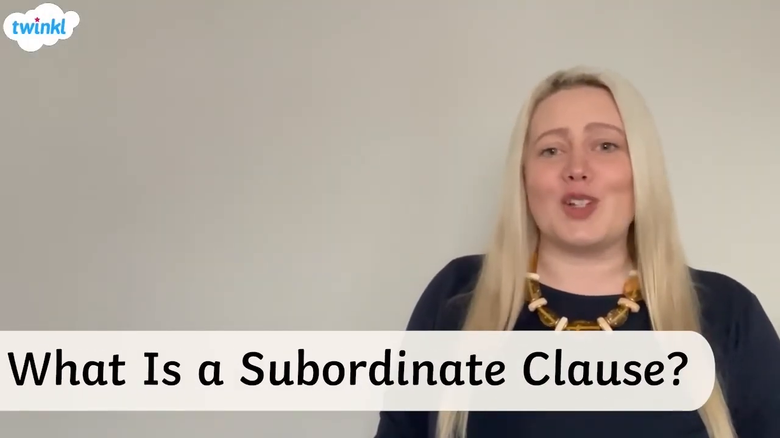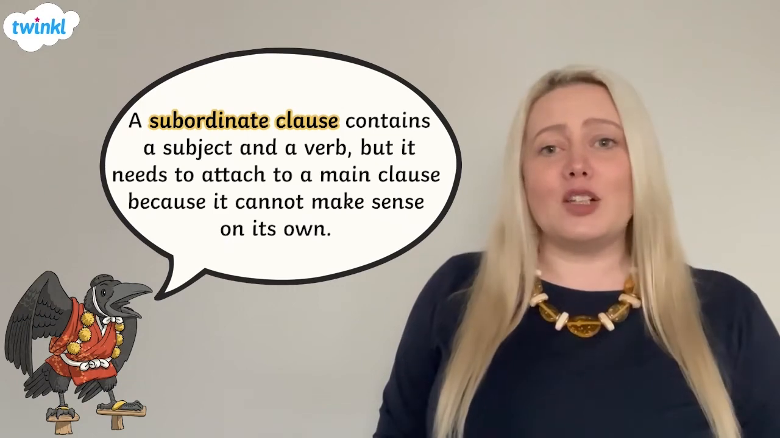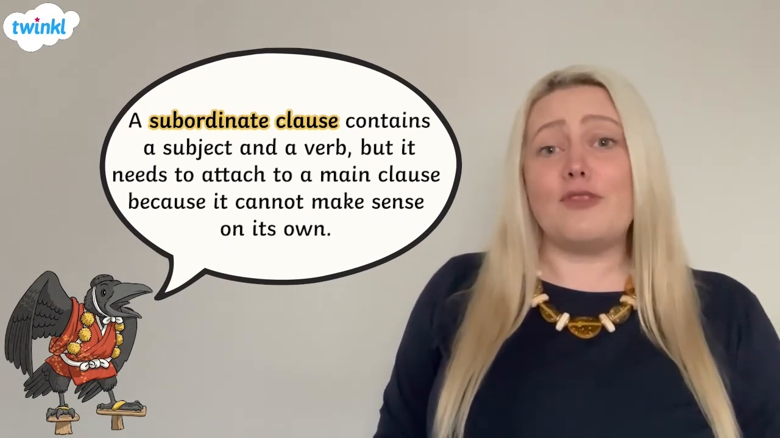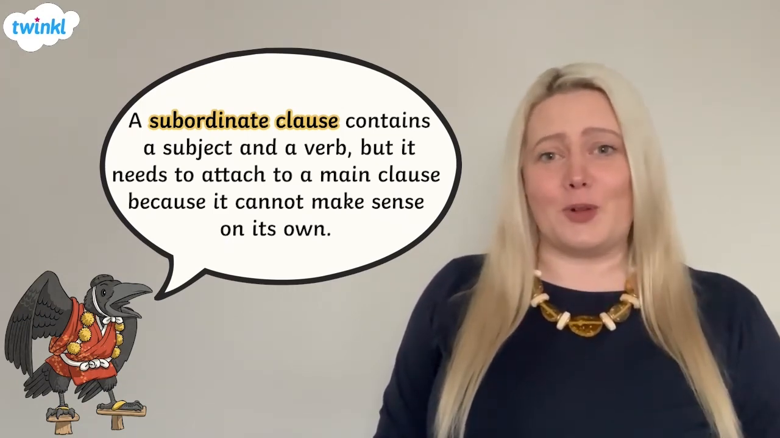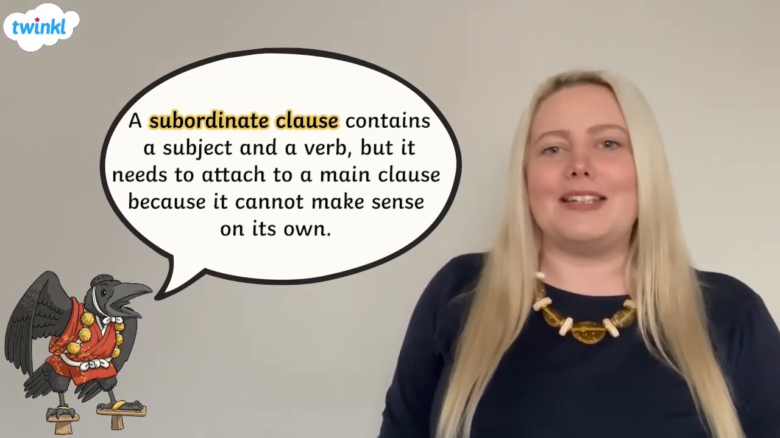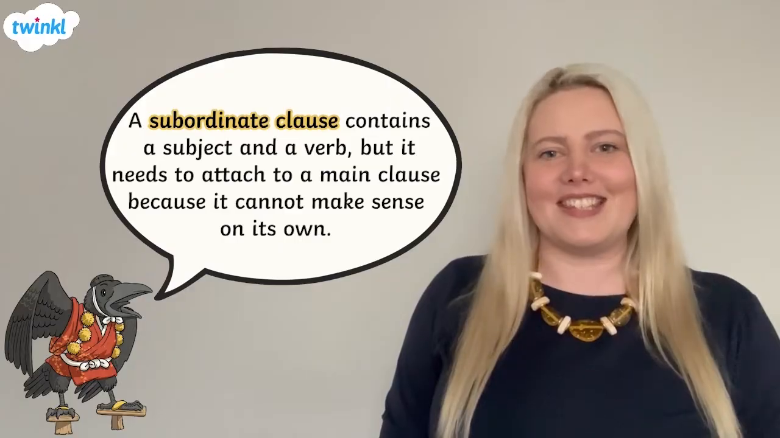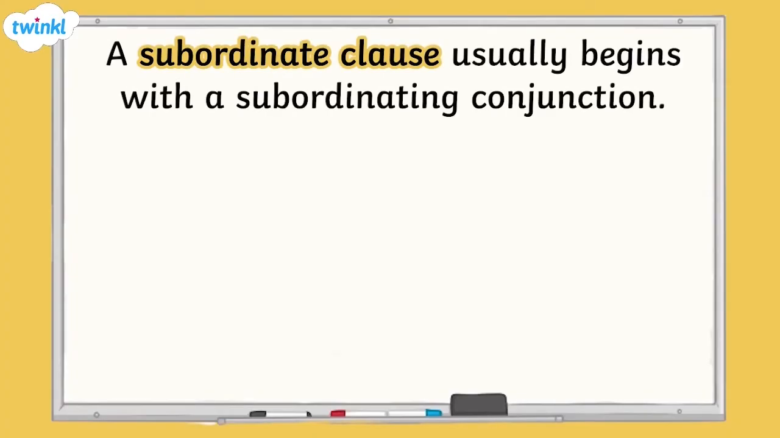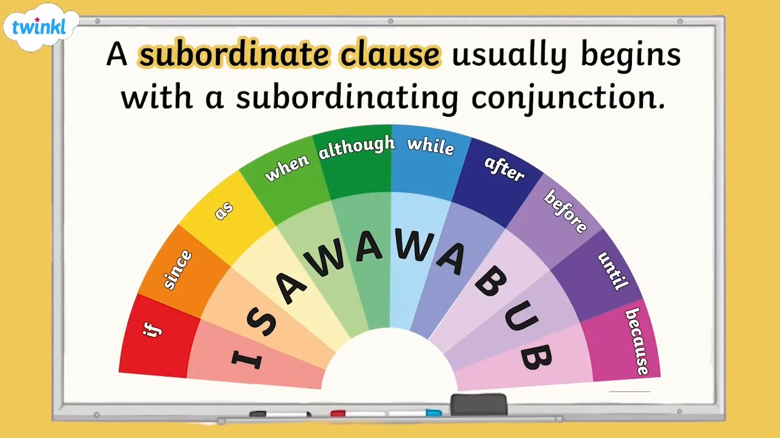Hi, in this video we'll be taking a look at subordinate clauses. A subordinate clause contains a subject and a verb and doesn't make sense on its own. They are sometimes known as dependent clauses because they depend on a main clause to form a full sentence. A subordinate clause usually begins with a subordinating conjunction. These can be remembered using the acronym I saw a wabub.